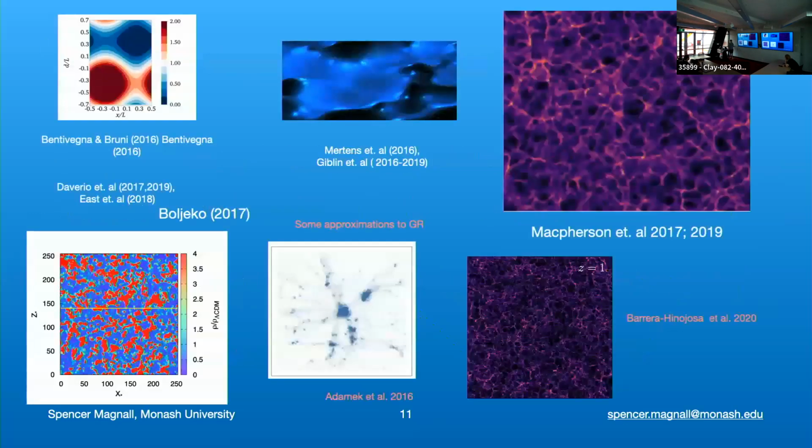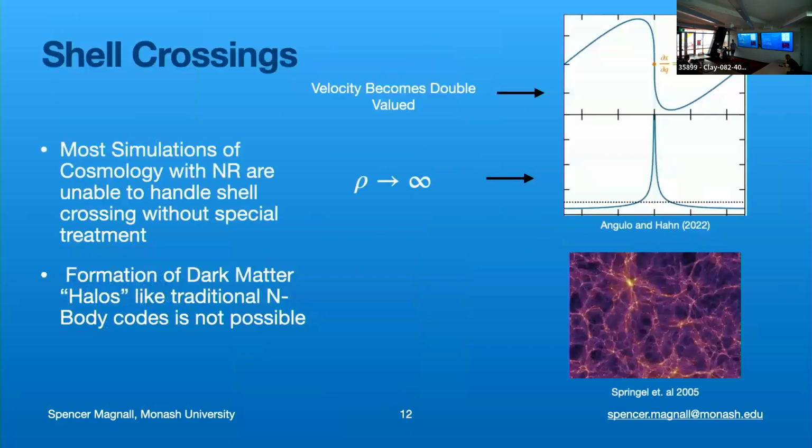So a bunch of people have performed simulations using numerical relativity. There's a bunch of them here. A few approximations to GR are worth mentioning. We'll talk about them later if you're interested. But they all have one main problem, and this is shell crossing.